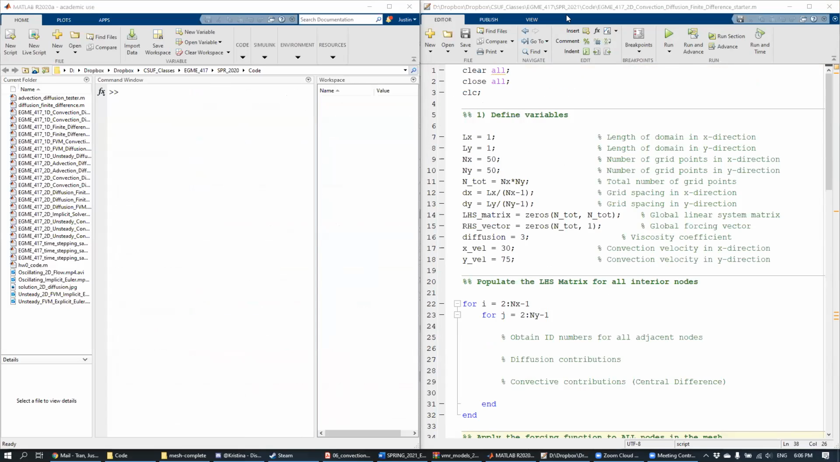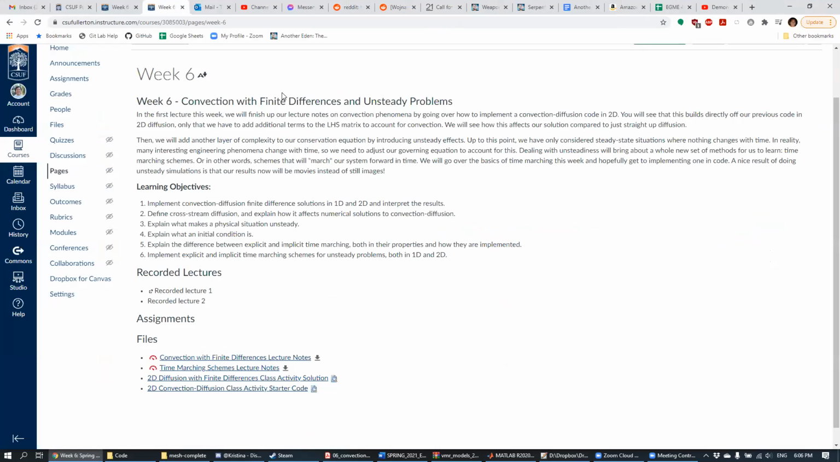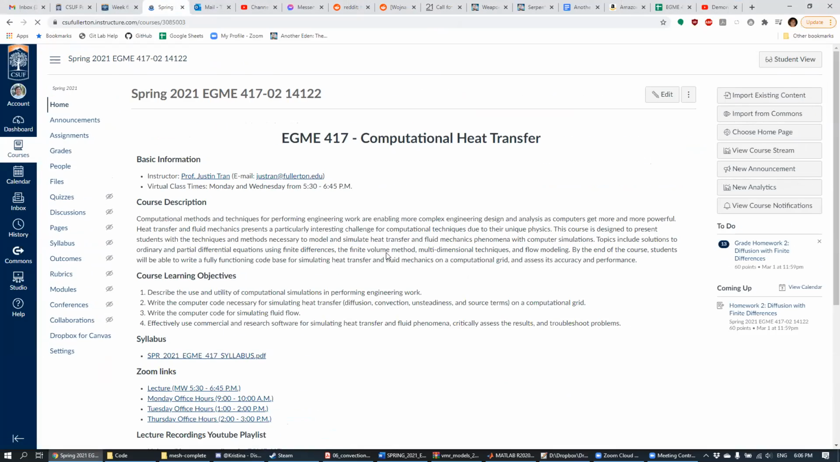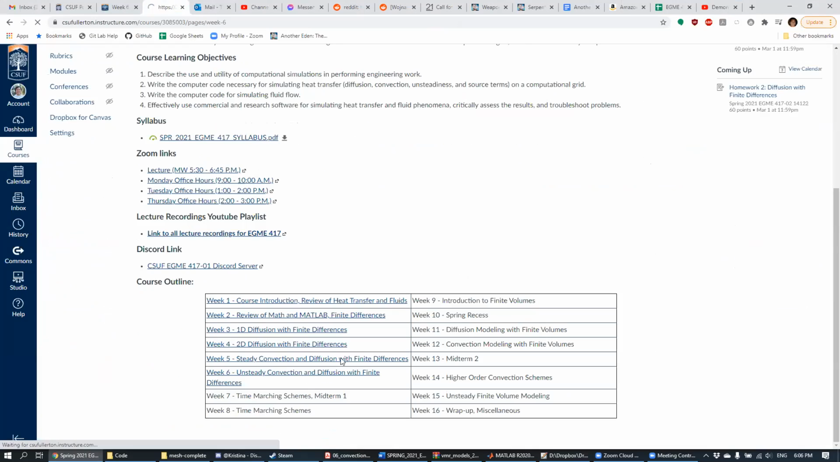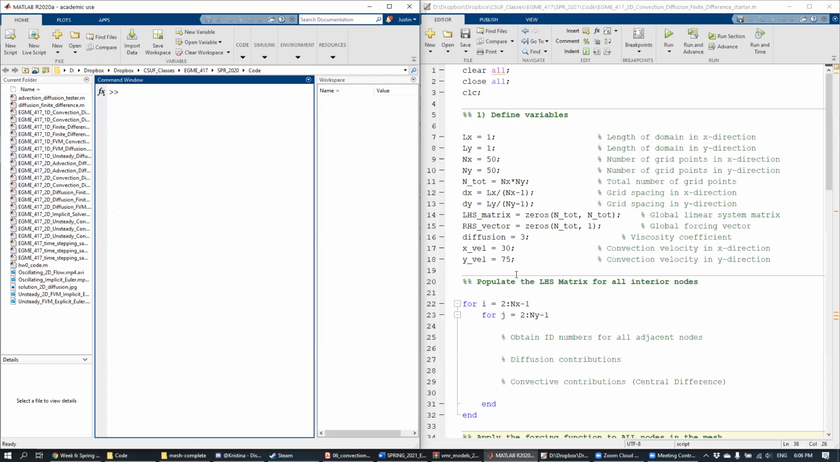The file is called EGME 417 2D Convection Diffusion Finite Difference Start. If you want to see where that's located in the course website, it's right here. Here's our course website. You go to week 6, and then you can download this code right here. It's 2D Convection Diffusion Class Activity Starter Code, the last one on week 6.